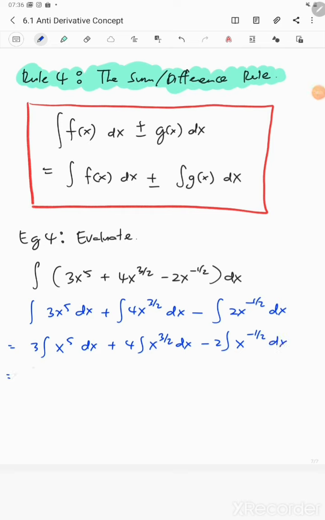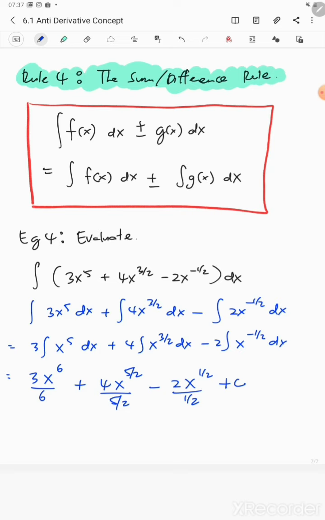To solve this, we have 3, and then the power of x power of 5, we have to add 1. 3x power of 6 divided by 6, and then plus 4 x power of 3 over 2 plus 1, we get 5 over 2, divided by 5 over 2, minus 2, and then integrate this one, x power of negative 1 over 2 plus 1, we get 1 over 2, right? Negative 1 over 2 plus 1, we get 1 over 2 divided by 1 over 2 plus c.